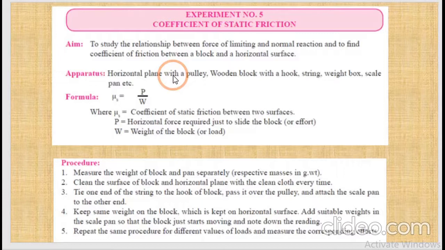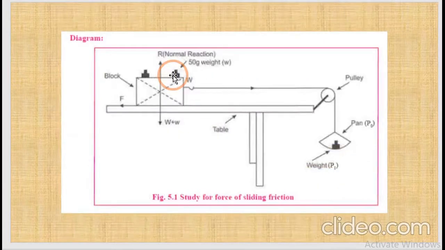Because we know that the force and normal reaction are directly proportional to each other. So when we consider the ratio of both of them, that is called the coefficient of static friction. P is the horizontal force required just to slide the block, and W, obviously, is the weight of the block.